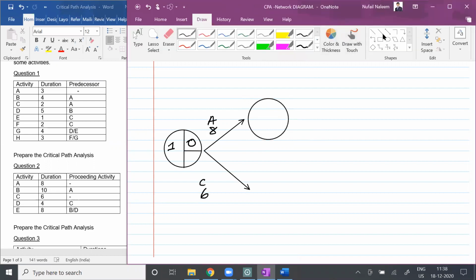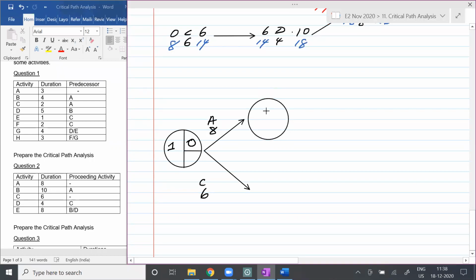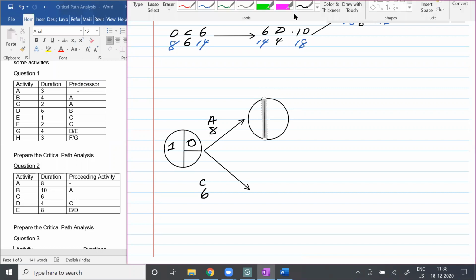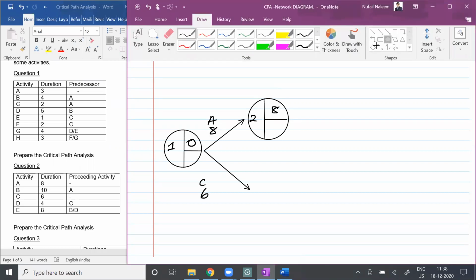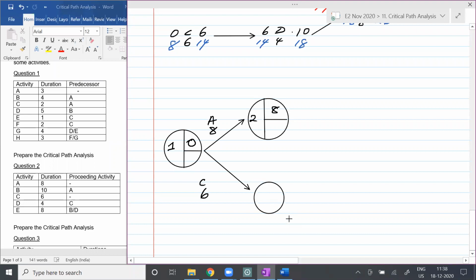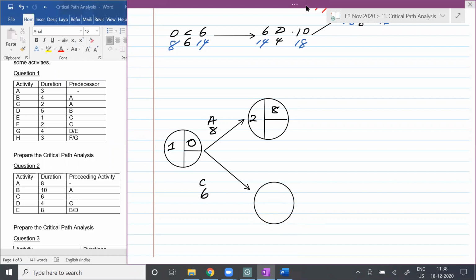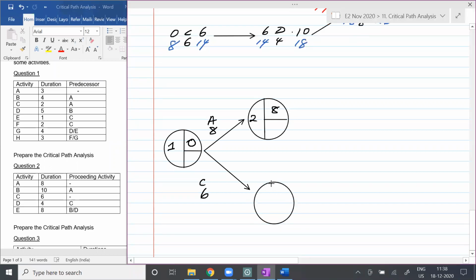Okay. So if you observe here, if activity A wants to finish, the earliest time to finish this activity is how much, students? 8 days, right? Because 0 plus 8 is 8. That's fine, students, everyone? And similarly, shall we do it for the next one also? Yes, we can do it for the next one as well.